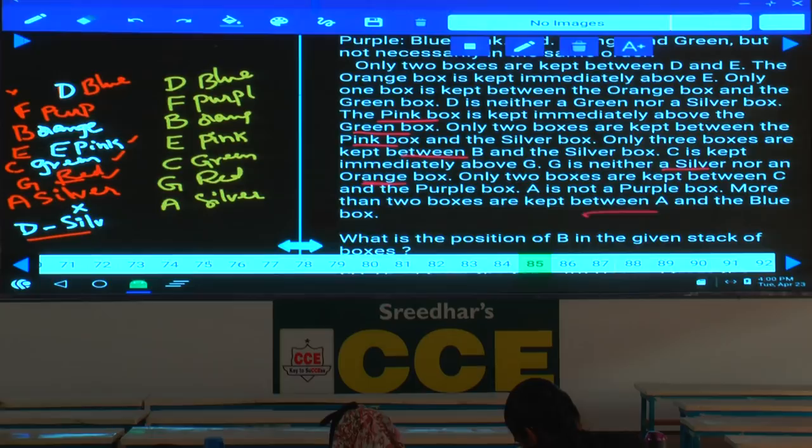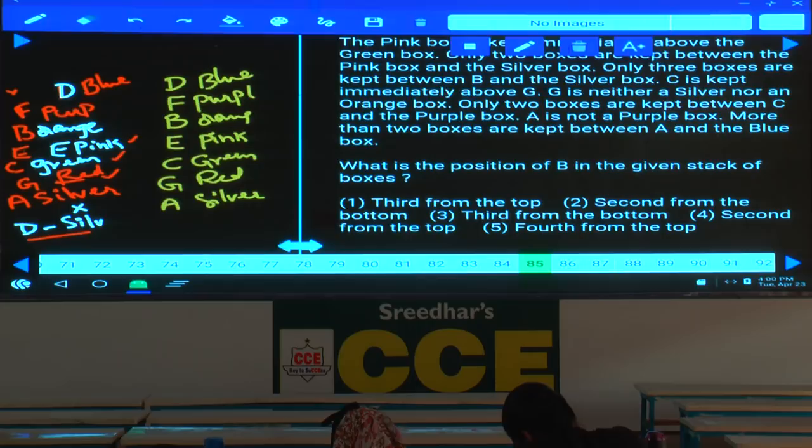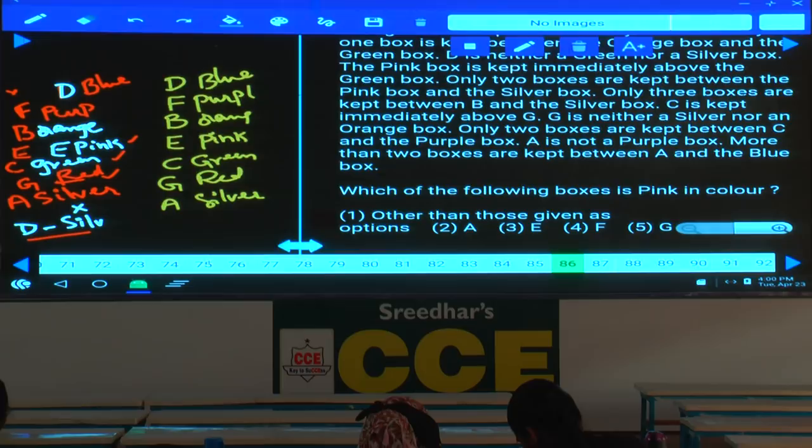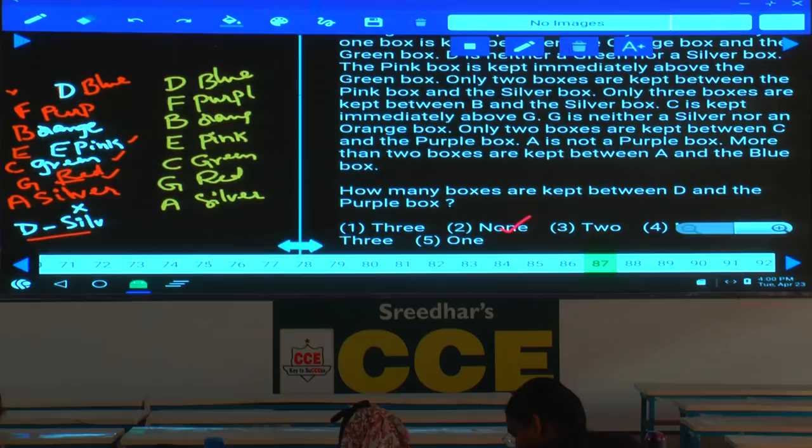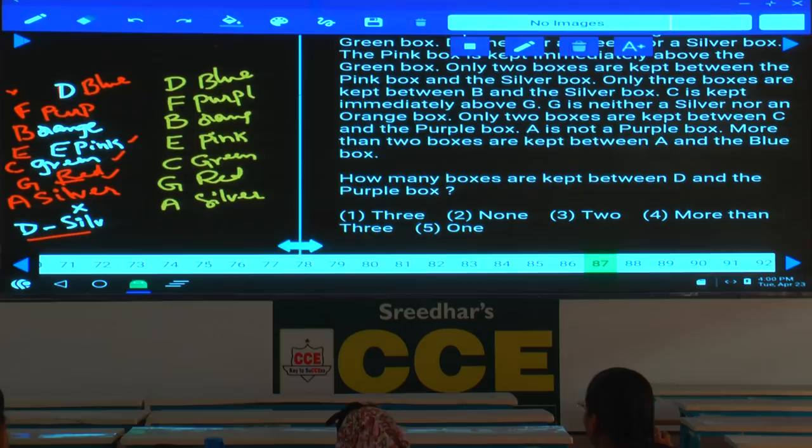Then question number 85. What is the position of B in the given stack of boxes? B is third from the top, that is choice 1. Then question number 86, which of the following boxes is pink in color? E is pink in color, that is choice 3. Then question number 87, how many boxes are kept between D and purple? Between D and purple, there is no box in between. These two are in consecutive places, none, that is choice 2.